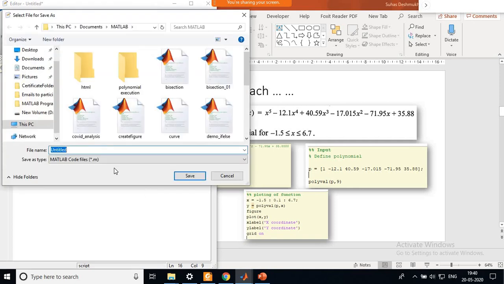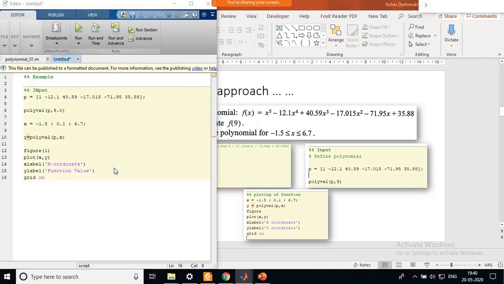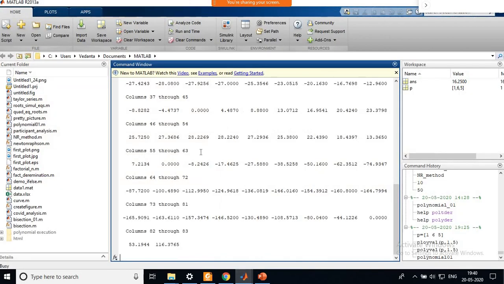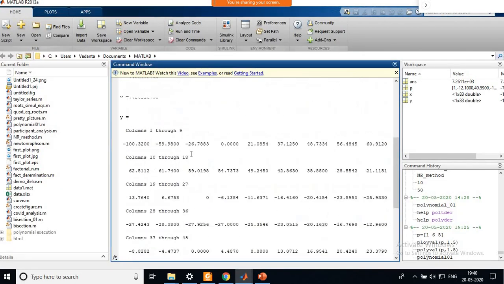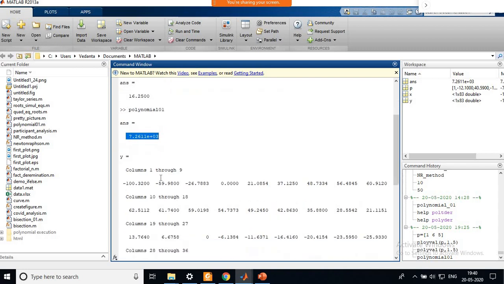Polynomial, I'll give the name as 01 and I will run it. Once you run it, it will determine the values. You can just look at it here. So what it has done is, initially it started with the polynomial function, then it determined the polynomial value at 9, that is 9 point something.